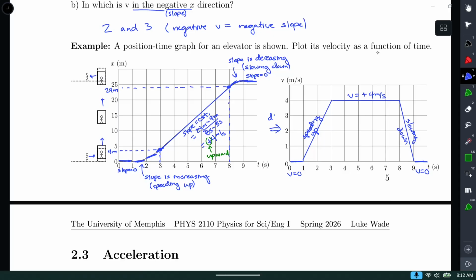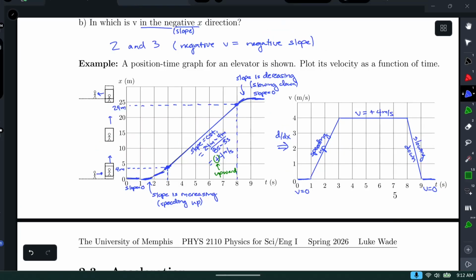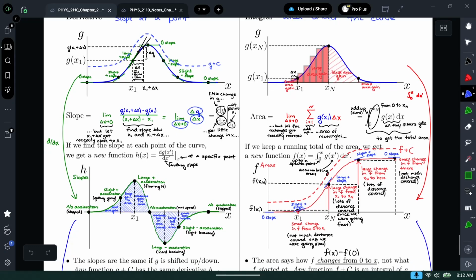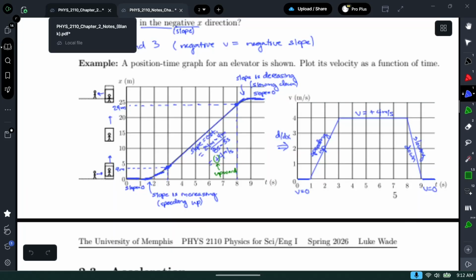Effectively, what I just did is I graphically took a derivative. I found slopes at every point and made a new graph out of those slopes. So that is like from chapter 1, this procedure of taking a graph, plotting its slopes on a new graph, and that new graph plots the derivative of the original one.